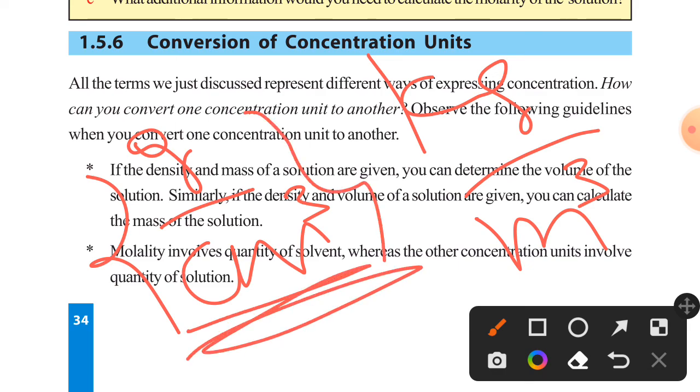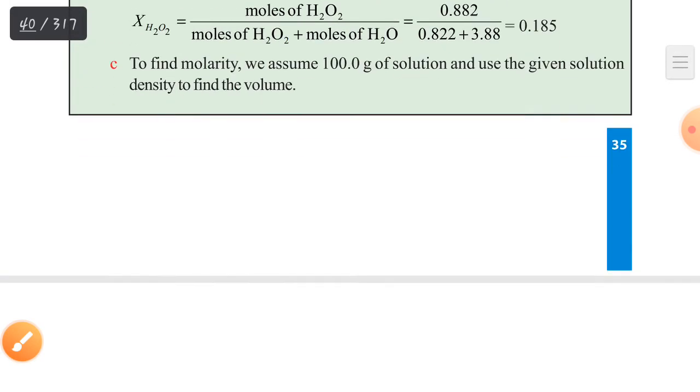Okay, we will see the next part, preparation of solution.